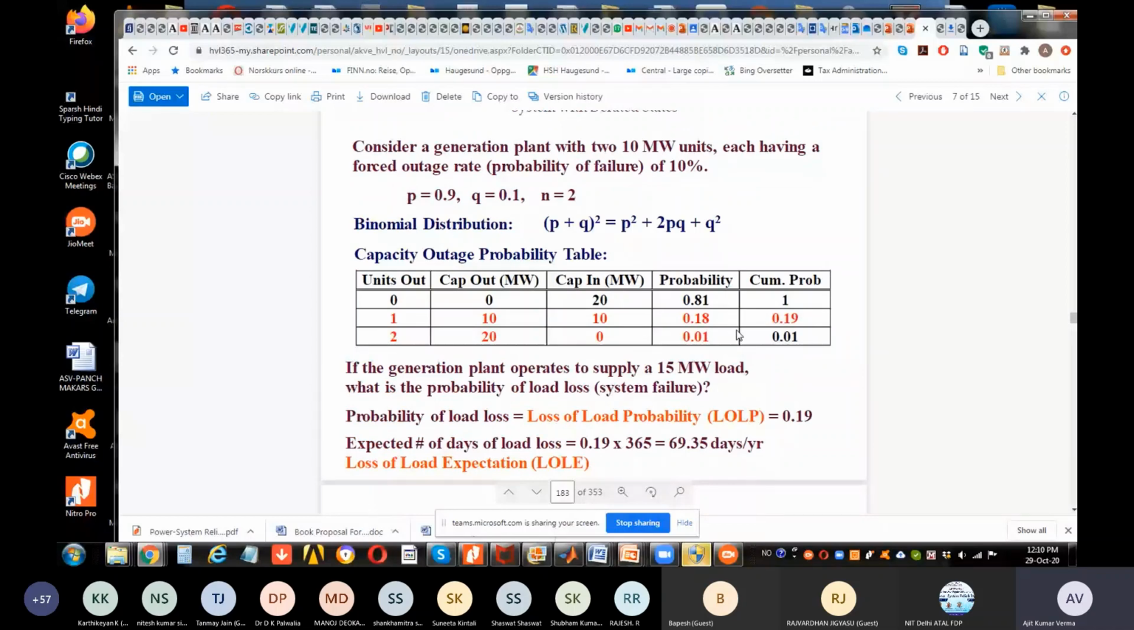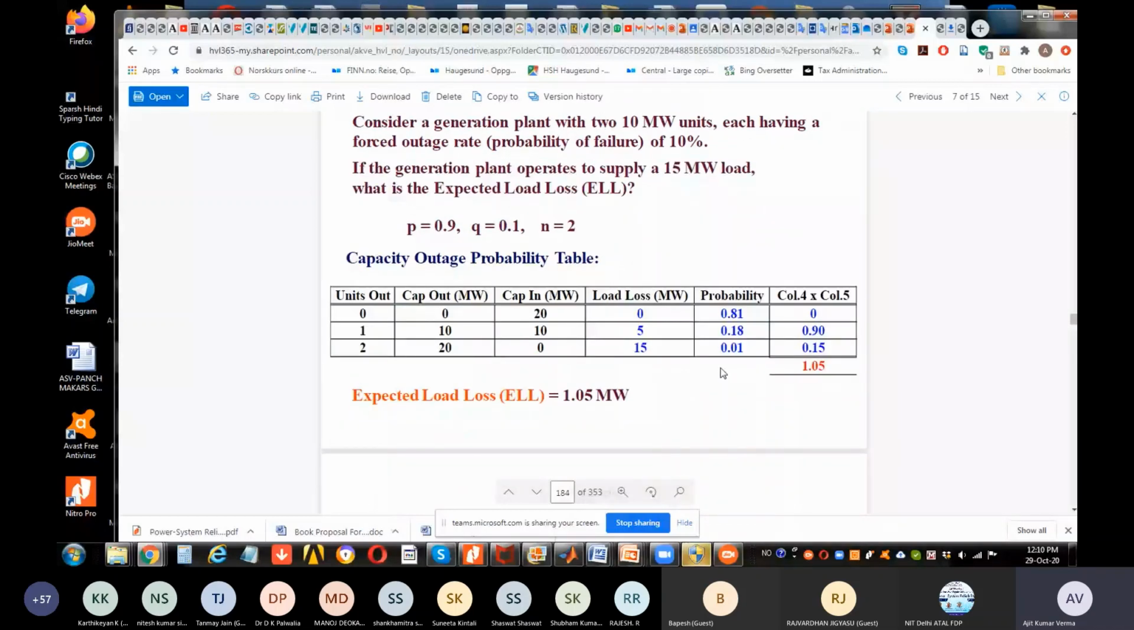So load loss 0, load loss 5, load loss 15, each with its probability. You multiply them and you get these figures. 5 into 0.18 is 0.9, 15 into 0.01 is 0.15, 0 into 0.81 is 0. Sum them up, you get 1.05. So the expected load loss is 1.05.